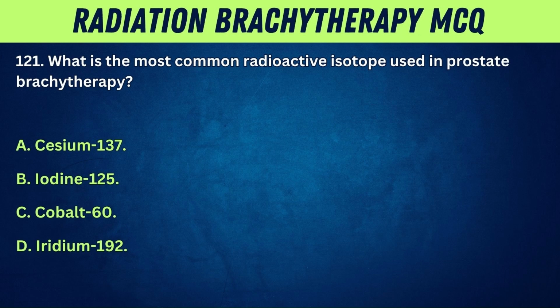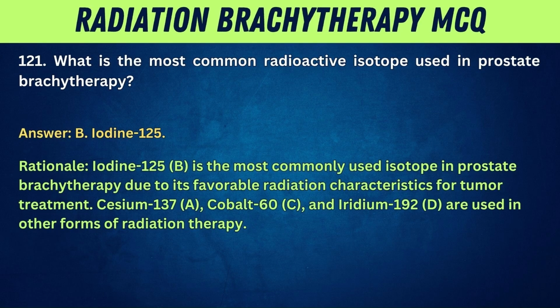121. What is the most common radioactive isotope used in prostate brachytherapy? A. Cesium-137. B. Iodine-125. C. Cobalt-60. D. Iridium-192. Answer: B. Iodine-125. Rationale: Iodine-125, B, is the most commonly used isotope in prostate brachytherapy due to its favorable radiation characteristics for tumor treatment.